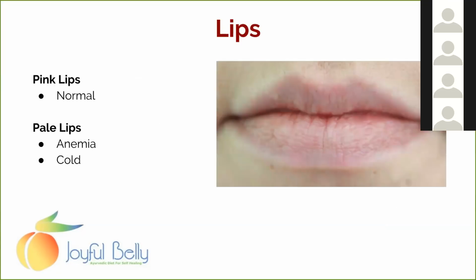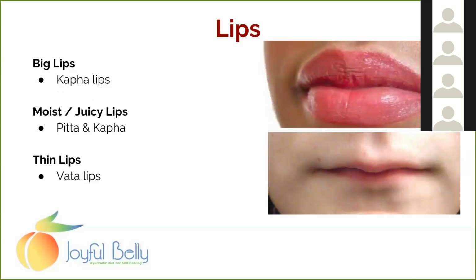Pink lips are normal, but if the lips are pale, as in this photo, that could be a sign of anemia, or it could be a sign of cold. Sometimes purplish or bluish lips is a sign of cold as well. Juicier, bigger lips are more kapha dosha, and pitta will also have very moist lips, but not as large as kapha lips, and very thin lips is vata.